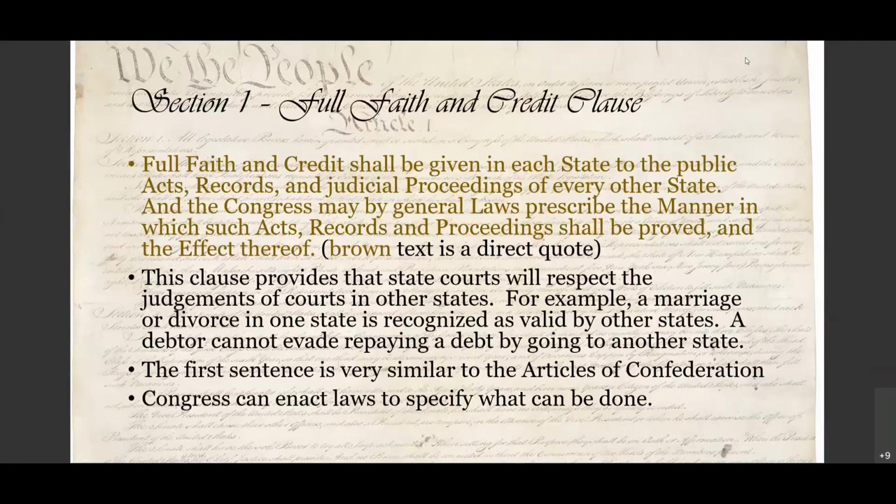This first sentence is very similar to what was in the Articles of Confederation. So it was an idea that they had in the Articles of Confederation and brought forward into the Constitution. And the second sentence basically says Congress can enact laws to specify what can be done, so they can specify whether, in a court proceeding, evidence that was proved in one state court is valid in another, or a verdict in one state court has to be observed in another. They can work out the details in law, but in general, one state should respect the courts of the other.